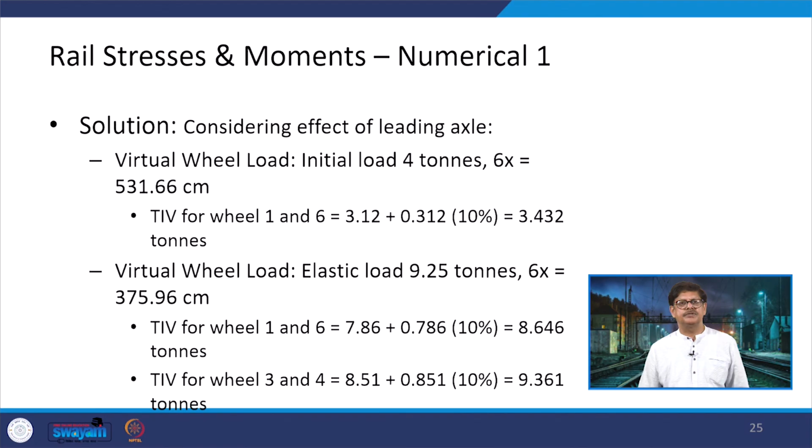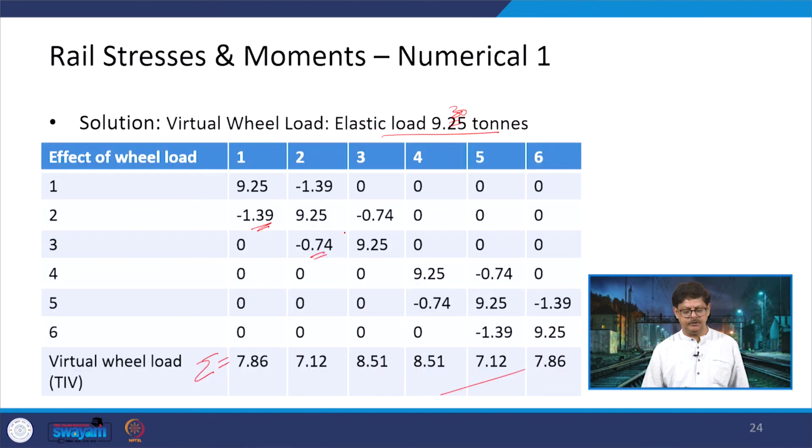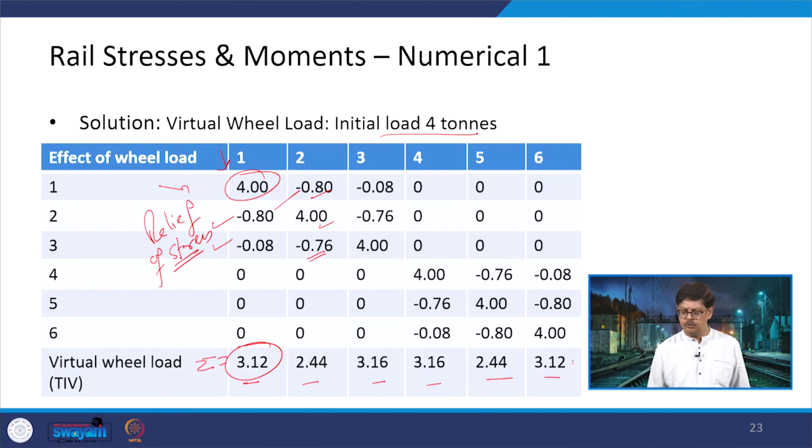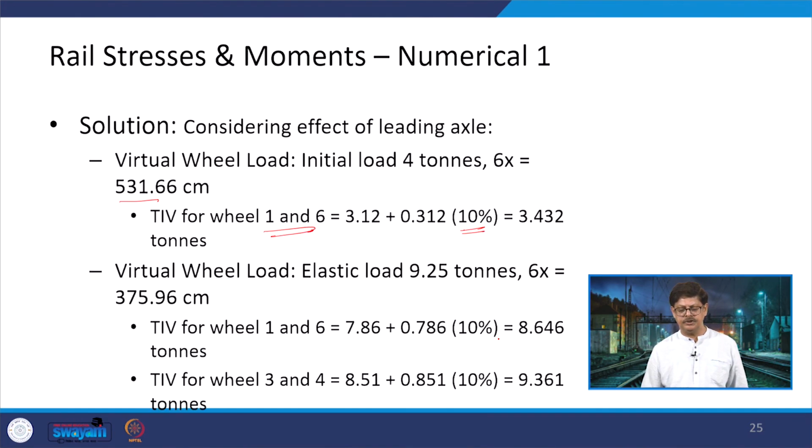Now, another thing is the virtual wheel load. With respect to the initial load of 4 tons, here the 6x value is 531.66. Therefore, there is only an impact between 1 and 6, and this impact is going to be increased by 10%, and that is where the value of 3.12 comes. So, this is 3.12 between 1 and 6. So, this 3.12 has been increased by 10%. We got 3.432. Similarly, when you talk about the elastic load, there we got 2 conditions.